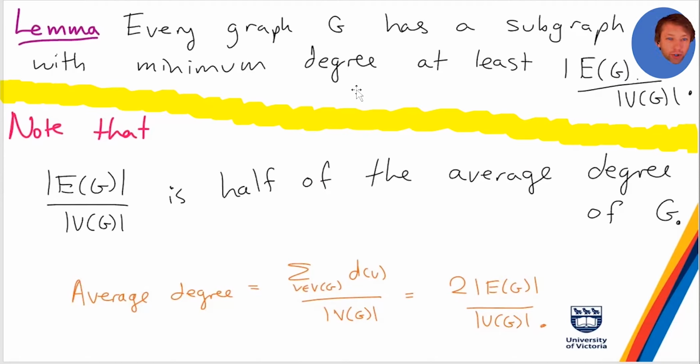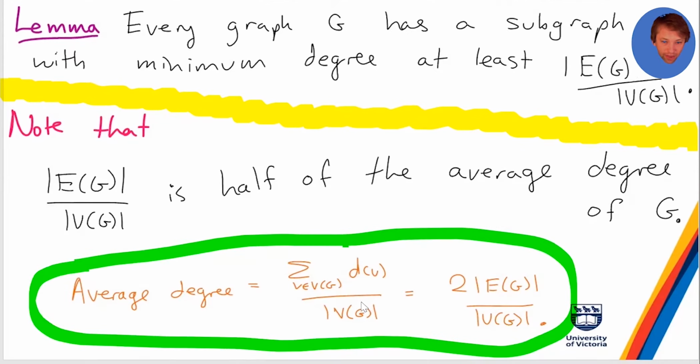The second thing we're going to use is this. Take a graph, and first, let's ask what the average degree in a graph is. Well, the average degree is the sum of the degrees over the number of vertices, which is 2 times the number of edges over the number of vertices by handshaking. This is the handshaking lemma.